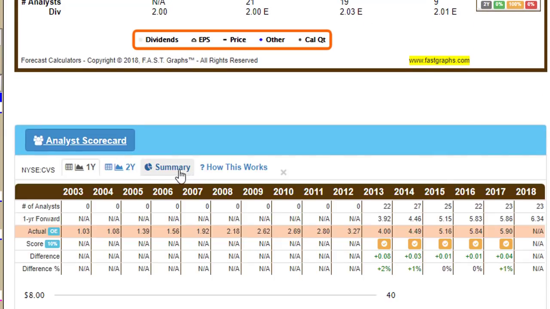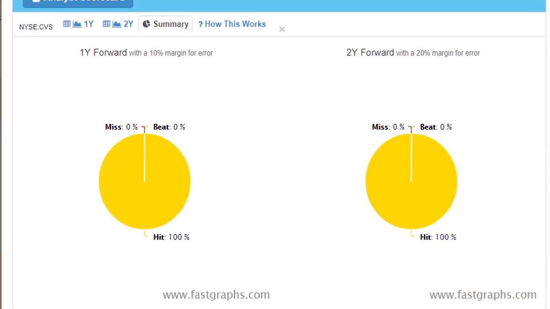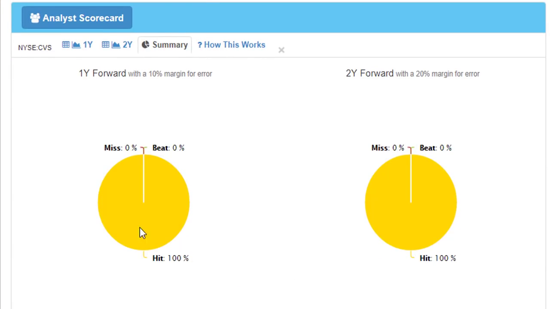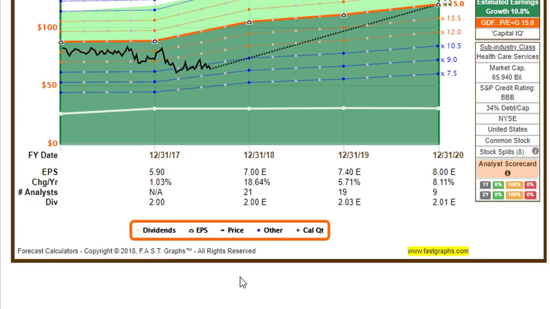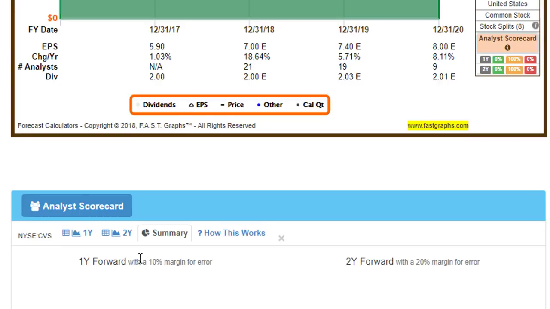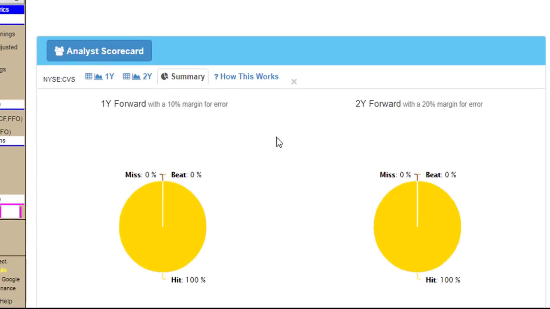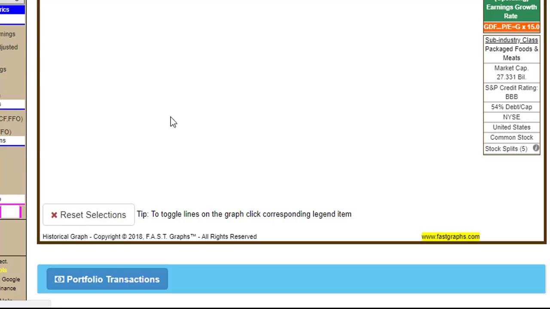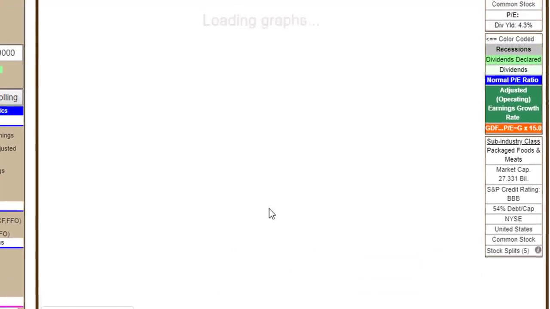Again, looking at the analyst scorecard very quickly, this has been a very easy company for the analysts to analyze. They've literally met analyst estimates 100% of the time, both when analysts were making a forecast 1 year ahead and 2 years ahead. So this is a company that I think is worth taking a closer look at.